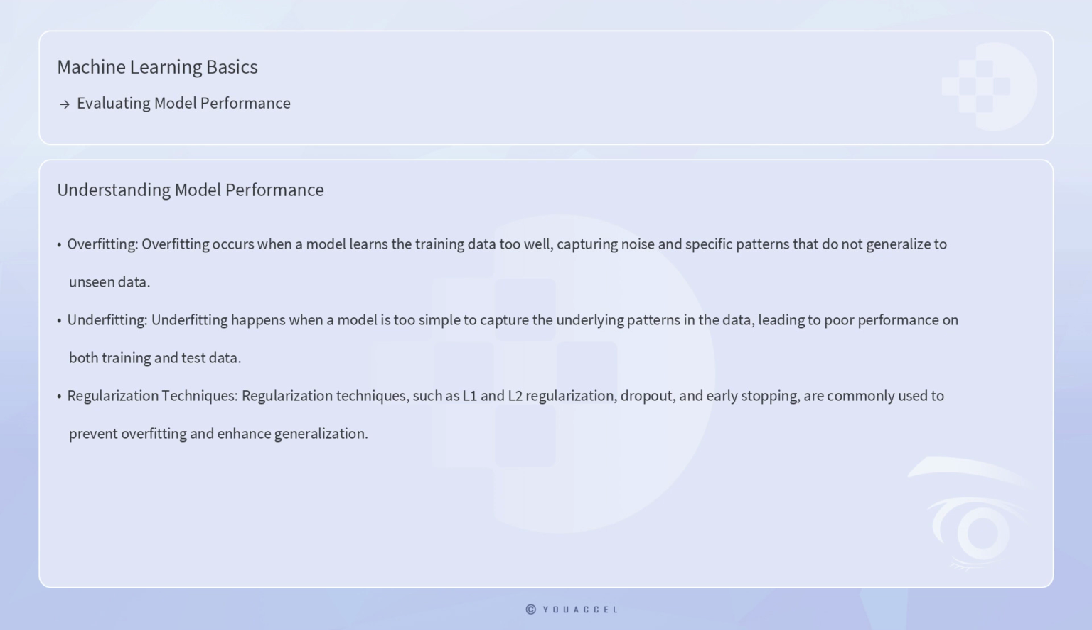The evaluation of model performance also involves understanding and mitigating overfitting and underfitting. Overfitting occurs when a model learns the training data too well, capturing noise and specific patterns that do not generalize to unseen data. This results in high accuracy on training data, but poor performance on validation or test data. Underfitting, conversely, happens when a model is too simple to capture the underlying patterns in the data, leading to poor performance on both training and test data. Regularization techniques, such as L1 and L2 regularization, dropout, and early stopping, are commonly used to prevent overfitting and enhance generalization.